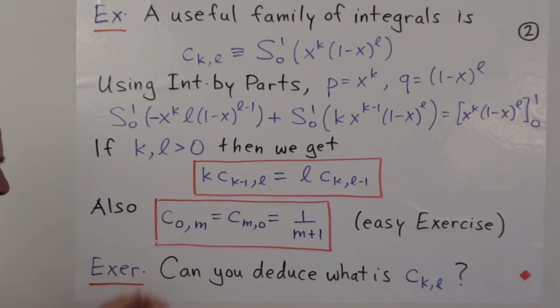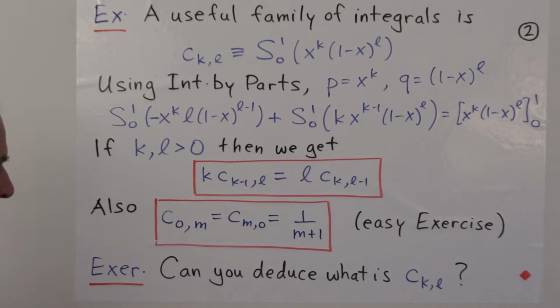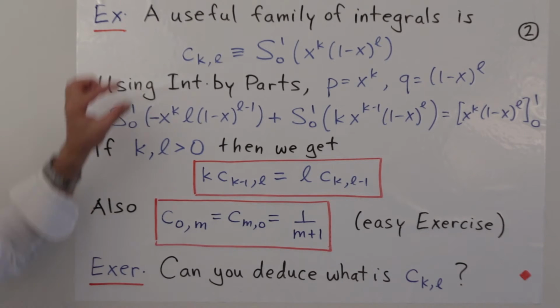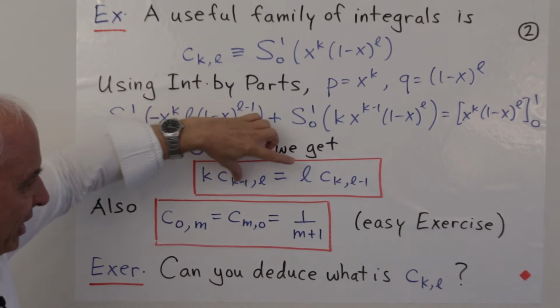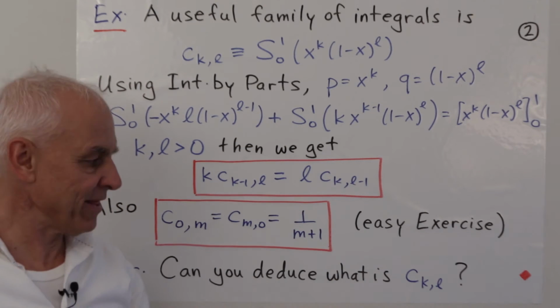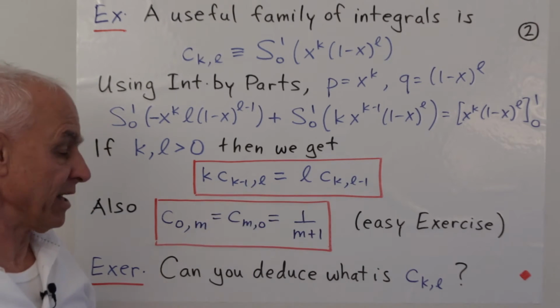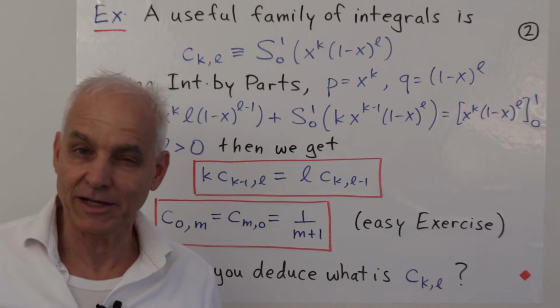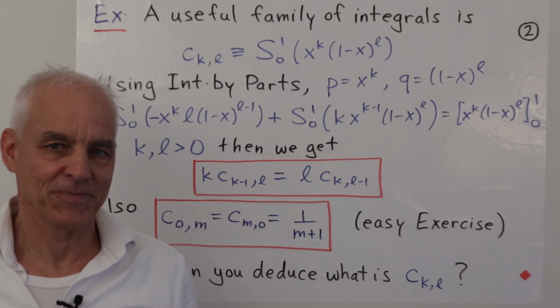Now, in addition, it's relatively easy to see that c sub 0m or c sub m0 is 1 over m plus 1. That's an easy exercise I'll leave to you. And so then the possibility emerges that we can calculate what c sub k l is for a general k and l by repeatedly using this recursive formula to bring things down to one of these two cases. And so we can at least aspire to getting actual formulas for c sub kl, and I'll leave that to you as an exercise, and we'll talk about it in the actual online course.